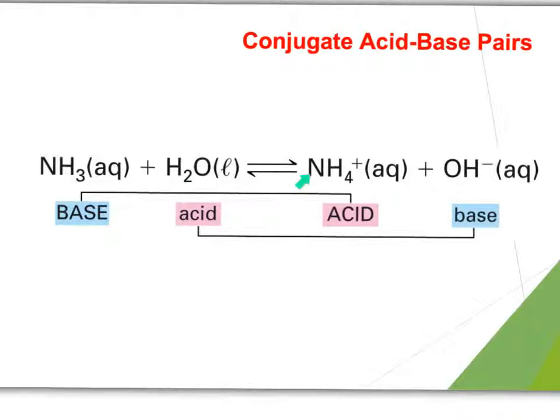If the reaction is going in the reverse form, then this will be our conjugate acid. Here we will have our conjugate base, as our acid gives up a hydrogen and it becomes the conjugate base.